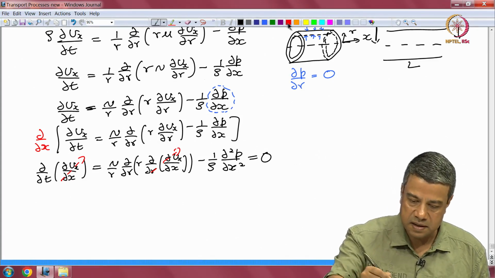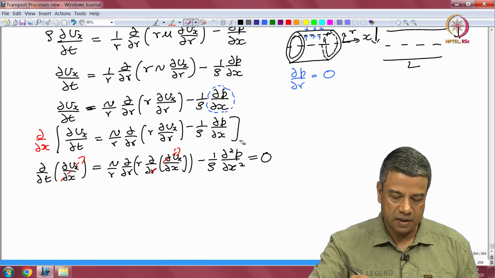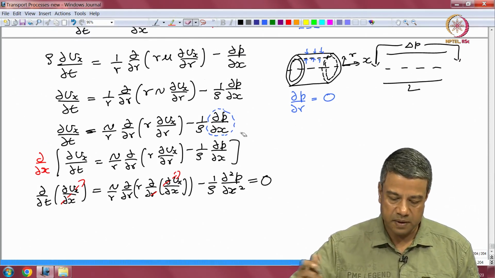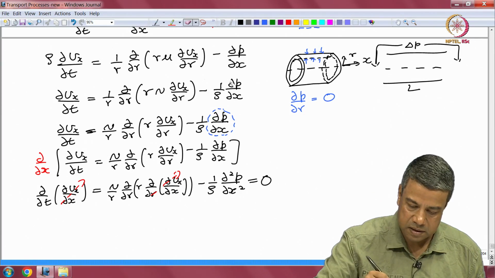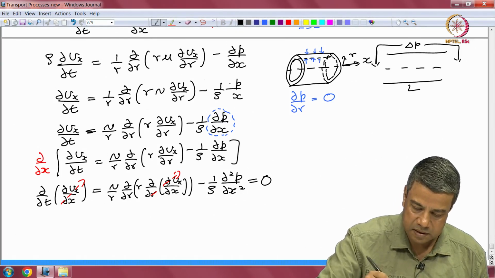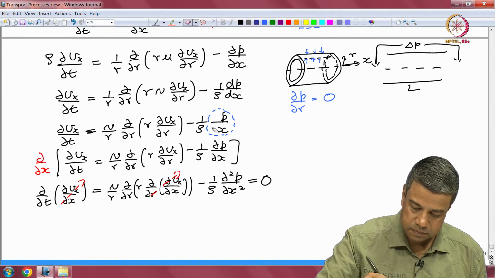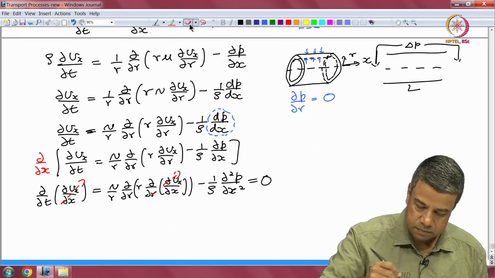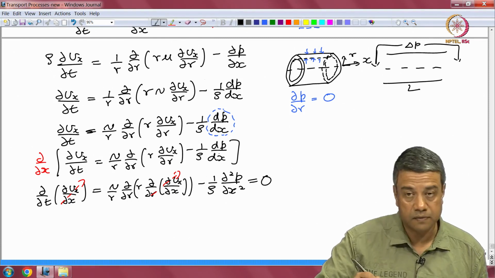So, first things first, because there is no variation of p with respect to r, I can as well write this as a total derivative. Because p is varying only with x. I told you that there is no variation of p with respect to r. That means that I can write this one as a total derivative, because it depends only upon x, it does not depend upon r, for the laminar flow in a pipe.